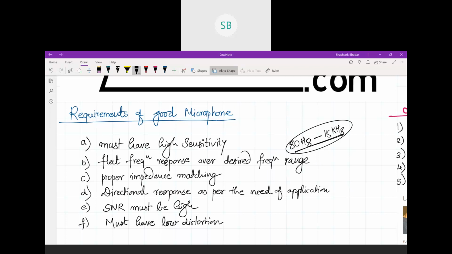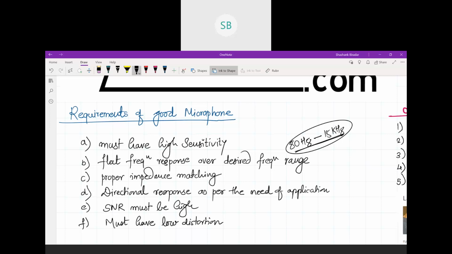Then the third and important parameter for the requirement is proper impedance matching. Impedance matching is done for the maximum power transfer. So you need to understand which methodology you are going to use for matching the impedances. You must know the resistance or impedance details for the loudspeakers as well as the microphone, as well as the PA system, including the amplifiers and mixers.